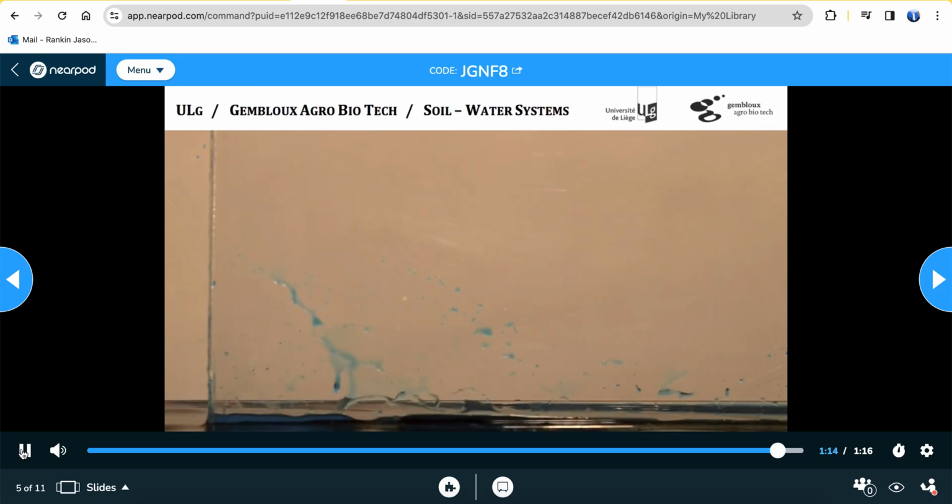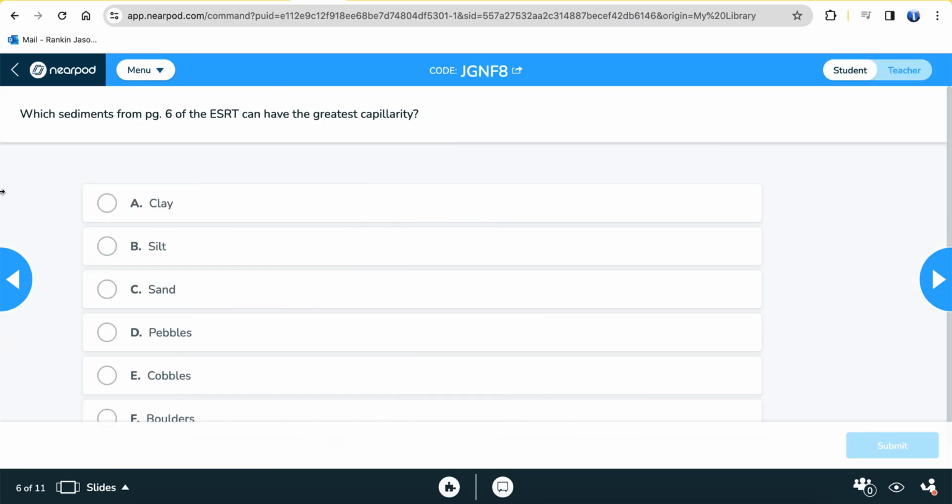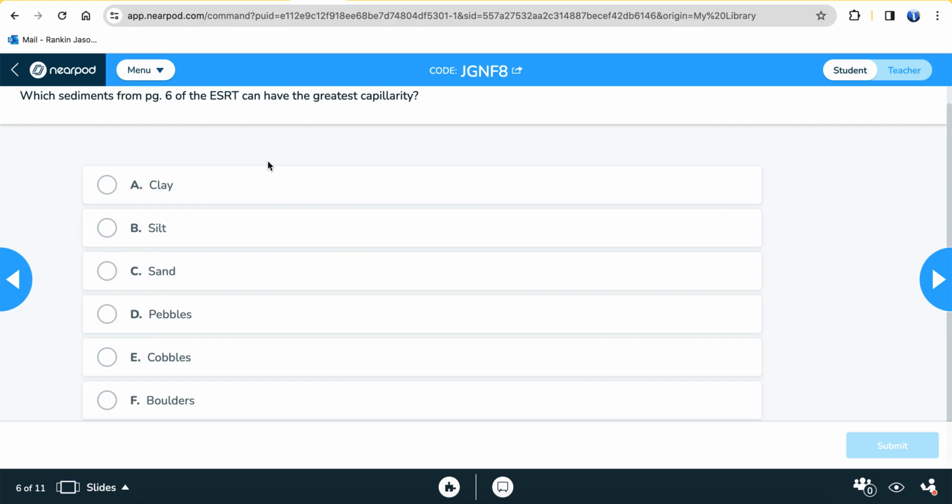Now to the models and time-lapse pictures. Okay. So using page 6 of your reference table, which can have the greatest capillarity? All right, so go to page 6, look at the upper right-hand graph. You have all your sediment sizes, from clay up to boulder. So think of an answer, pause the video, and when you're ready, unpause it and listen to the answer.